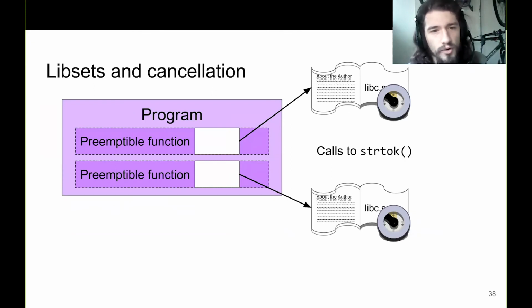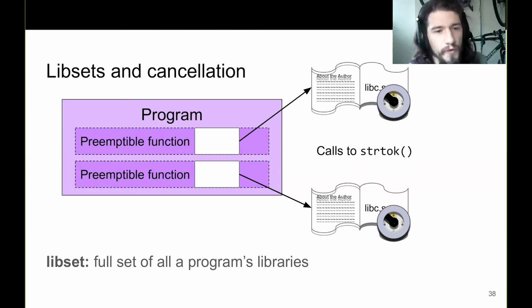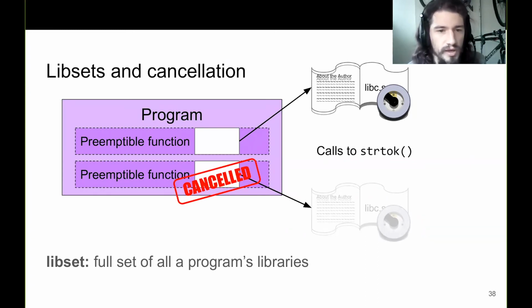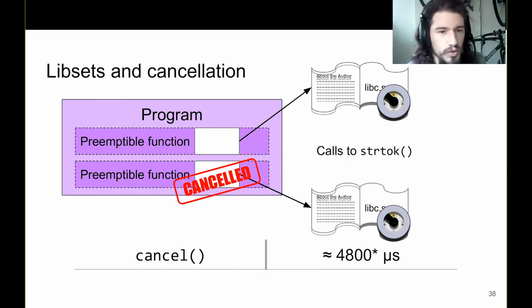Now, technically, we actually operate at the granularity of a libset, which is the full set of all a programmer's libraries. And that means that if we cancel a preemptible function, we have to unload and reload that entire libset. That's where the delay in cancel comes from. But take a look at the paper. We have some ideas about how to significantly reduce that.